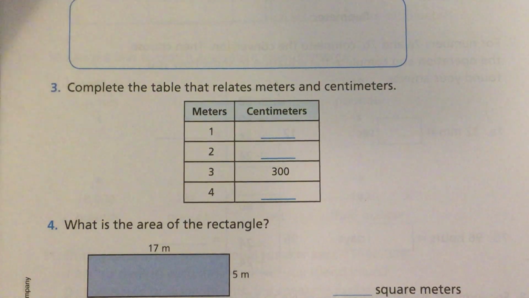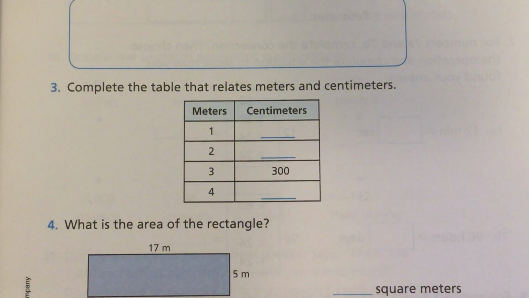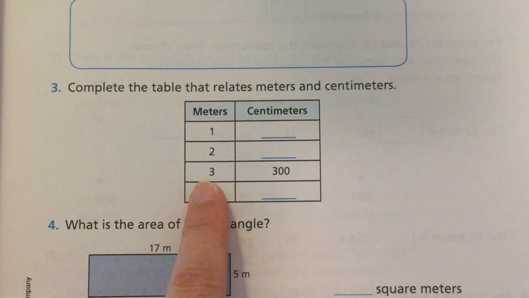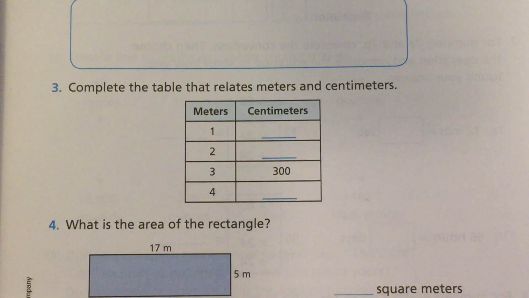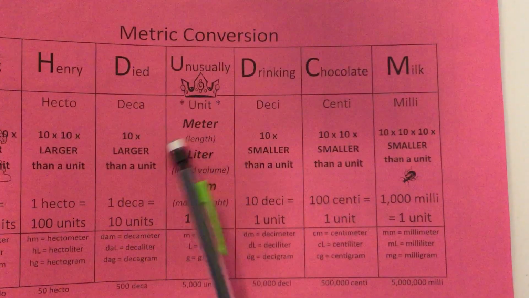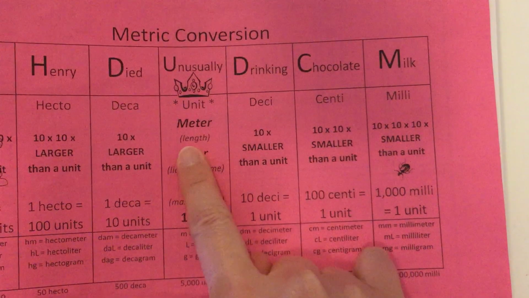Here we have a table. Again, we are converting, so we're going from meters to centimeters. There's a huge hint, obviously, on this table, so you're probably going to treat it like a pattern, right? 3 to 300. You can probably fill in the rest. But just a reminder that we can also use our chart. We're going from meters to centimeters. So how many hops is that?